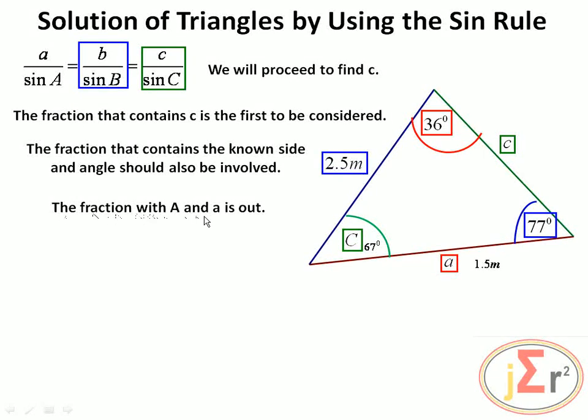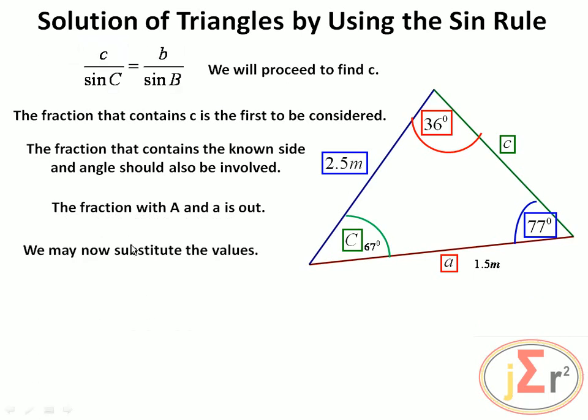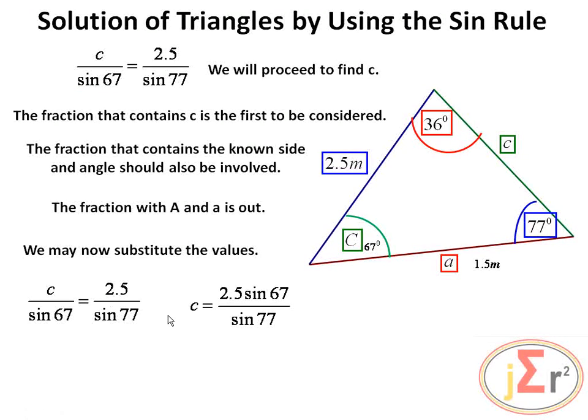So the fraction with A is going to be taken out. So that fraction is out. And our relationship is like that. Of course, we're going to substitute the values into the equation. All right, and we have that. Transposition as usual. This sine 67 is going to be transposed to the other side as multiplied, so it is going to be multiplied on that side. And of course, just find sine 67 and sine 77. Good. Complete your calculation and you have C is equal to 2.4 meters.